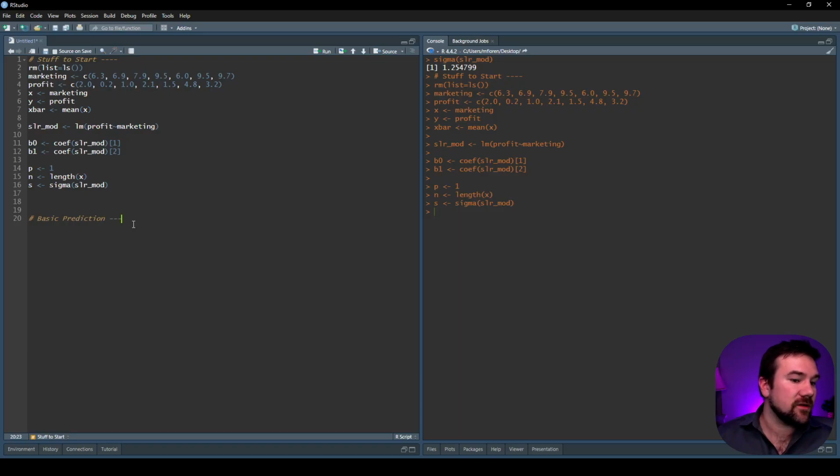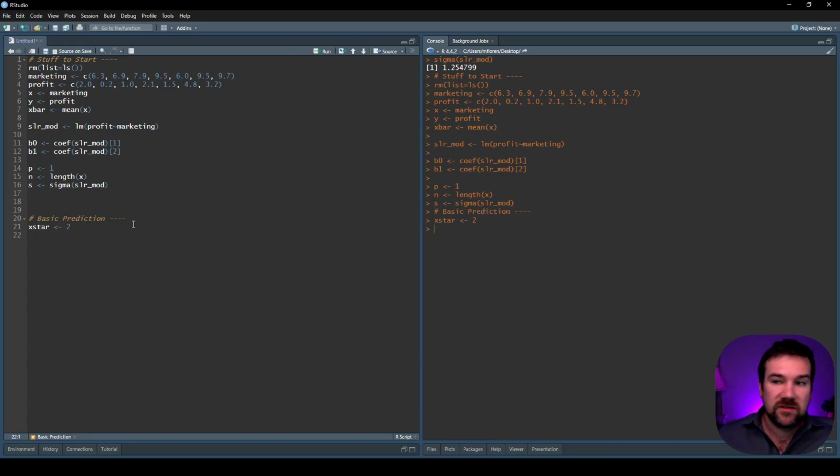So remember with basic prediction, we had X star, and I guess I'll just write X star. I can't put a star in the variable name because remember star in R means multiply. So it won't know, am I saying X star as a variable or X times something? So I'll just write the word star.